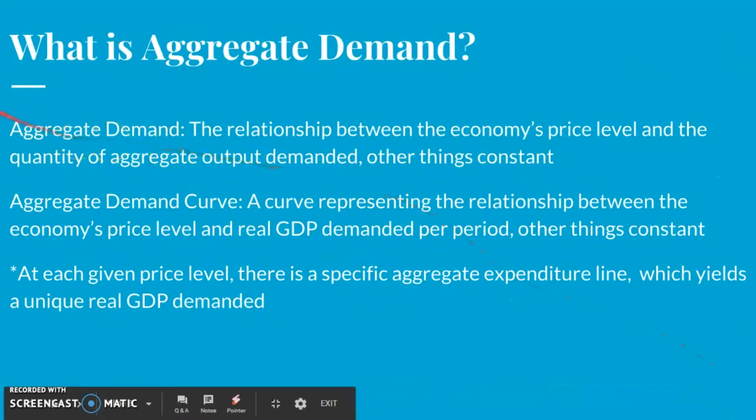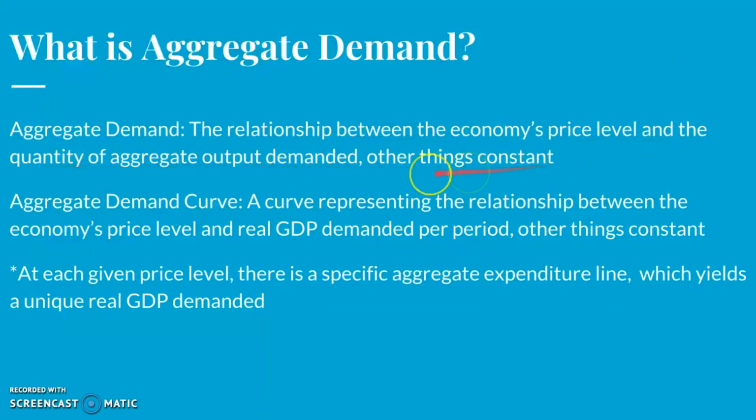So moving on, what is aggregate demand? It is the relationship between the economy's price level and the quantity of aggregate output demanded, other things constant, of course. The aggregate demand curve is a curve representing the relationship between the economy's price level and the real GDP demanded per period, also, once again, other things constant. At each given price level, there's a specific aggregate expenditure line, which yields a unique real GDP demanded.